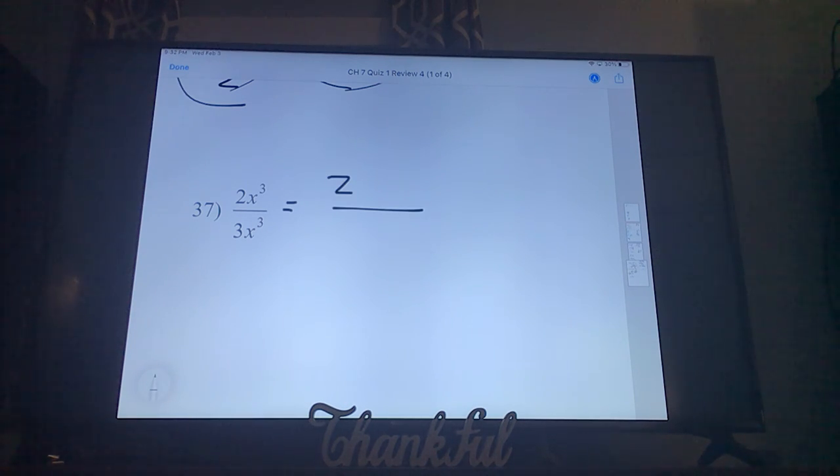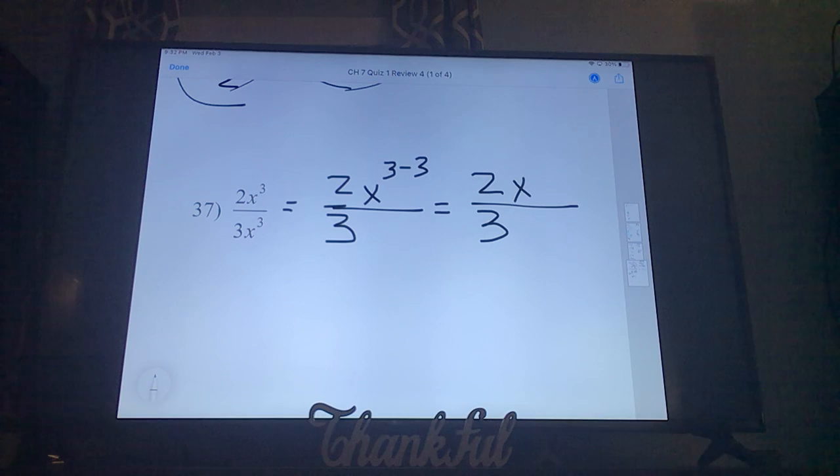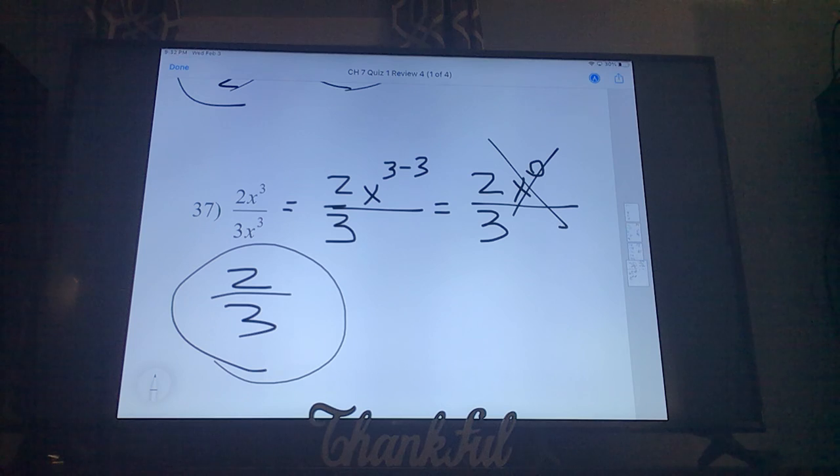So we keep our bigs where they're at, and we subtract our littles. So we're going to have x to the 3 minus 3. We do top minus bottom. Okay, so you got 2 over 3. 3 minus 3 is 0. So this one's kind of the same. Anything to the 0 power cancels. So you're just going to have 2 over 3 left. And that one can't simplify any further. It's actually a fraction.